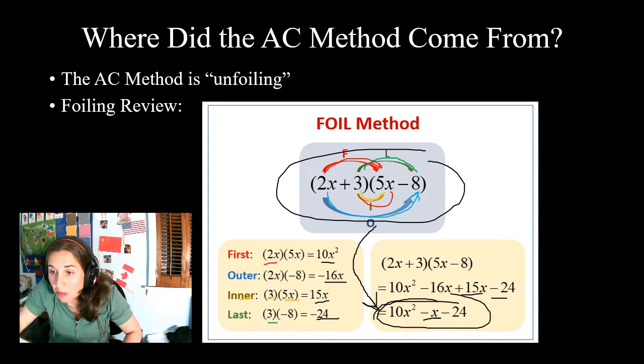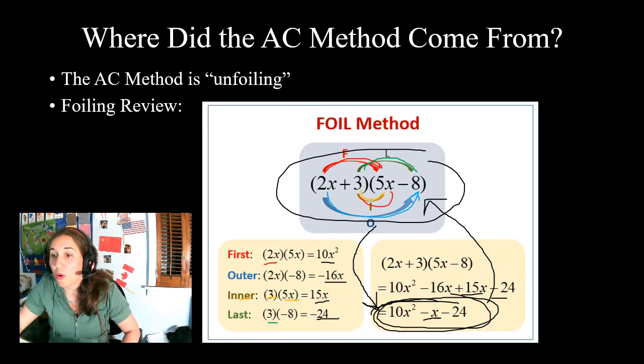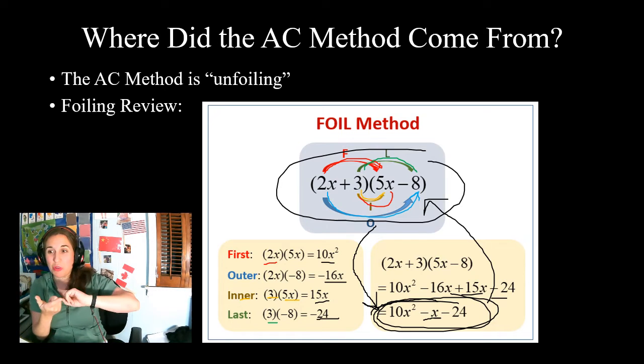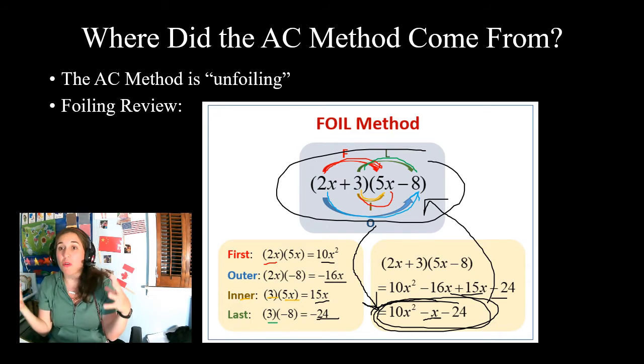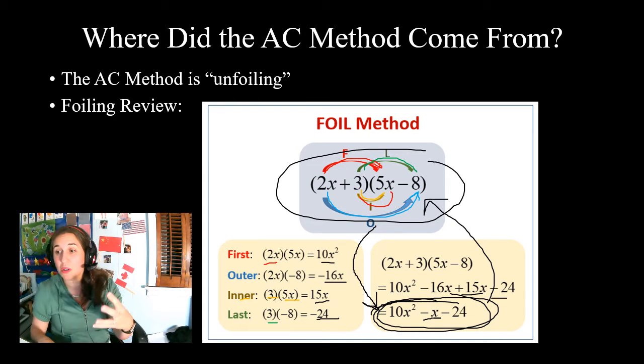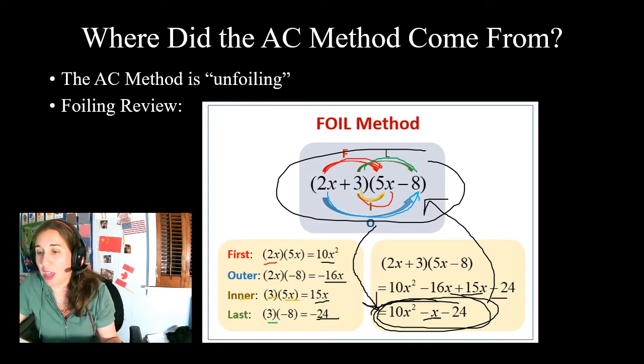Now we're starting with this trinomial, and we need to get to the factored form. So we're undoing the FOIL. That's what we're doing when we're using the AC method. So this is where the AC method comes from.